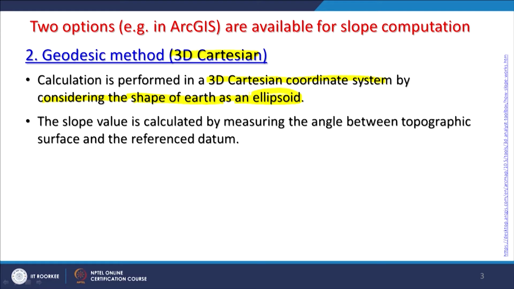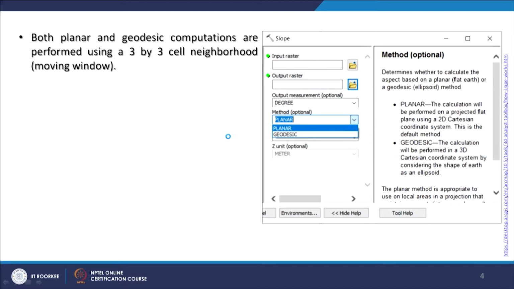Now, the slope value in this geodesic method, or 3D Cartesian method, is calculated by measuring the angle between the topographic surface and the reference datum, and this reference datum is very important. So, if I take the example of ArcGIS, where you provide an input raster and of course an output raster, when you go for this method, which is optional, otherwise by default it is planar, then the two methods we are discussing are introduced.